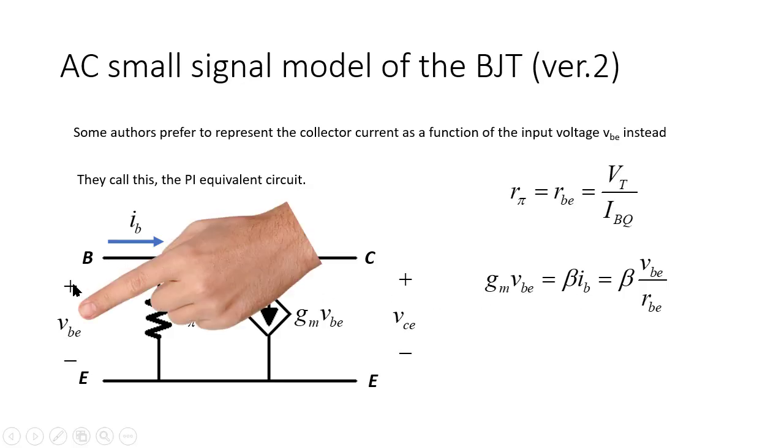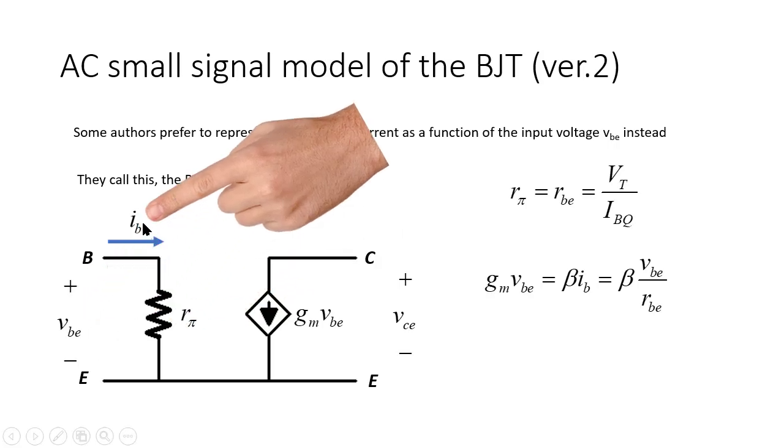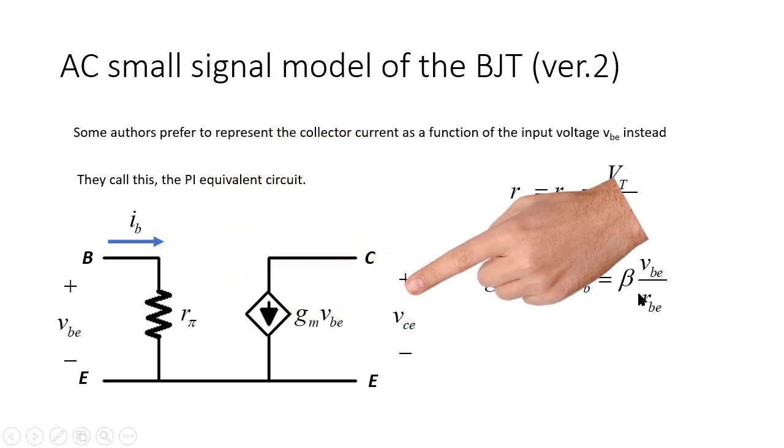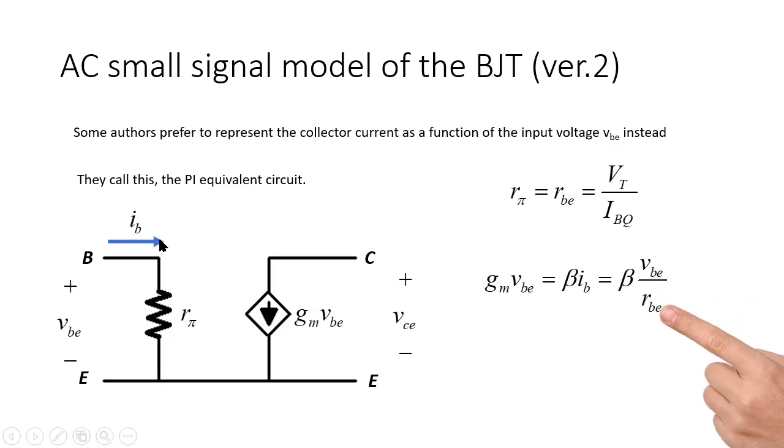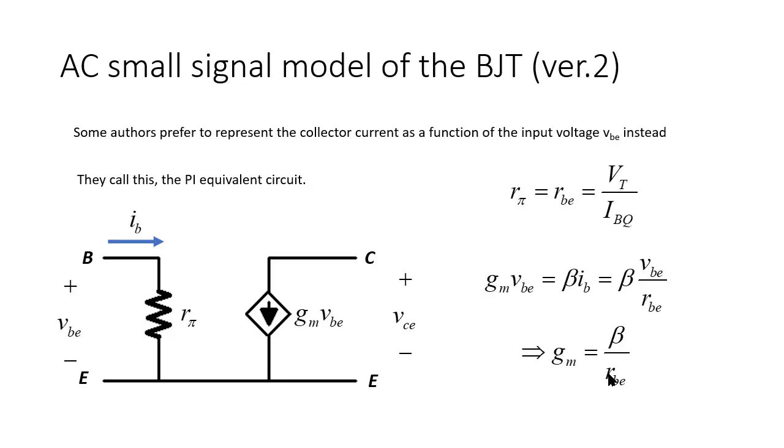VBE, that voltage, the AC voltage applied between the base and the emitter, is IB, the AC base current, multiplied by R pi, or RBE. So that means that IB is this AC voltage divided by R pi, or RBE. That is the replacement there. That's telling us that GM has to be beta divided by RBE or R pi, however you want to call it. That is the pi model of the BJT.